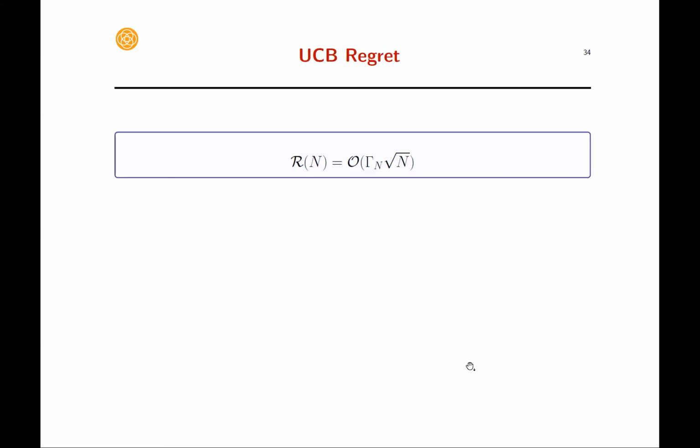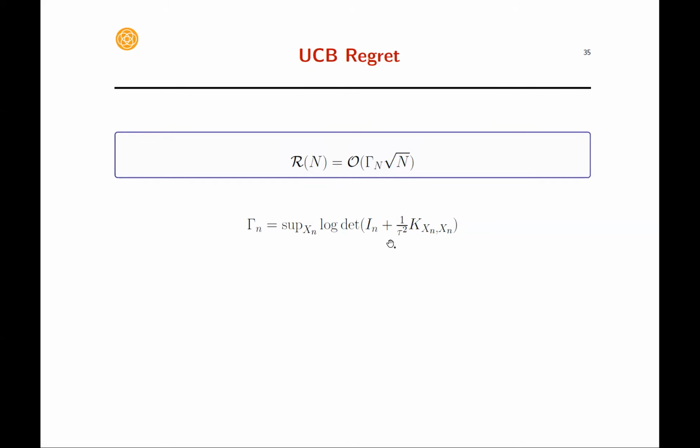So now let's take a closer look at this regret term and see how good it is. In order to understand this, let's try to understand gamma n a bit better. The first line is just a mathematical definition. One way to define the complexity of the function class is the largest value that the log determinant of the covariance matrix can take. So basically just log determinant of the covariance matrix.